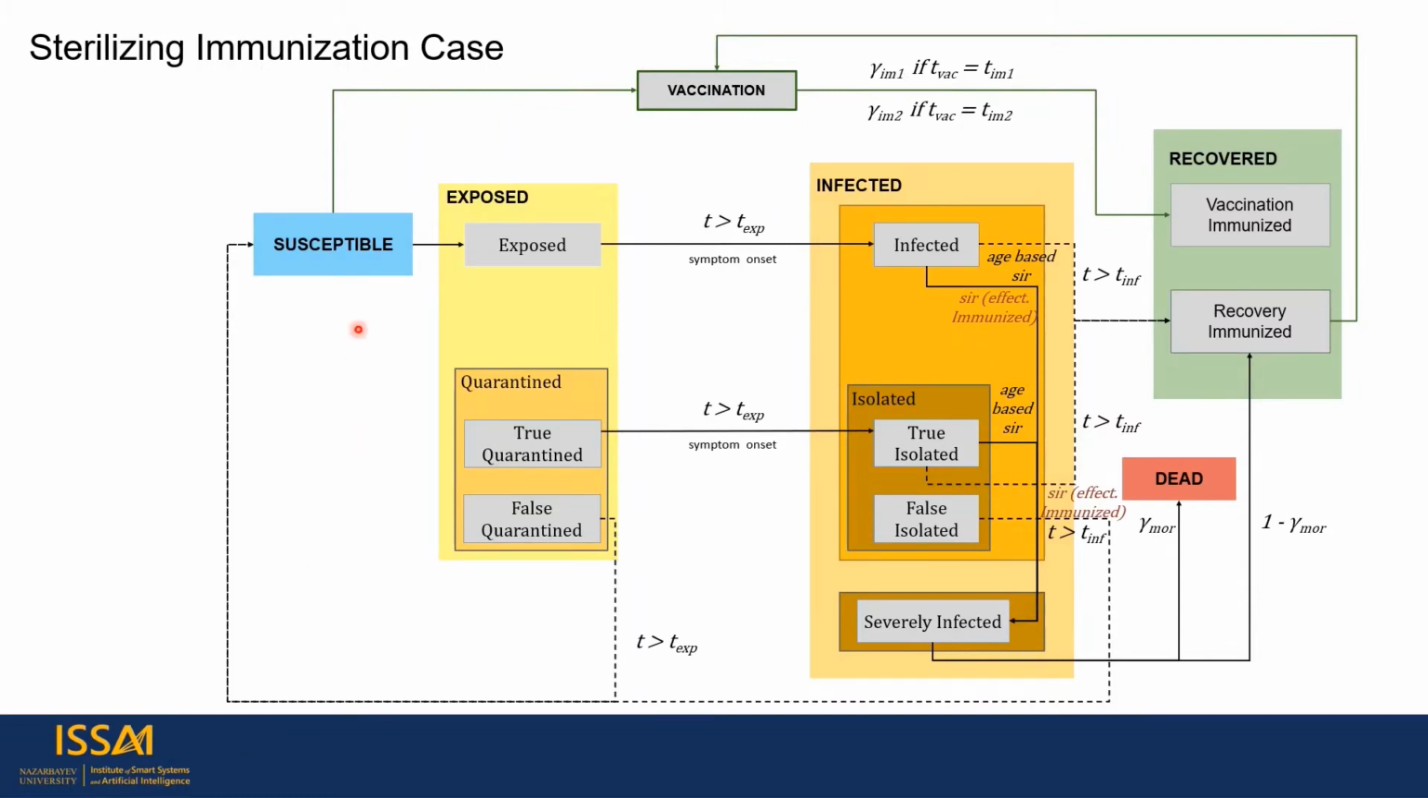In case of sterilizing vaccination, particles from susceptible superstate, exposed, infected, and recovery immunized state are vaccinated. Susceptible vaccinated particles transition to vaccination immunized state based on the gamma immunization 1, which shows first dose efficacy of the vaccine when time T immunization 1 is reached. And to account for the second dose, the rest of the vaccinated particles transition to vaccination immunized state based on the gamma immunization 2 when time T immunization 2 is reached. The rest of the particles do not gain immunity and continue with the regular flow of the simulation.